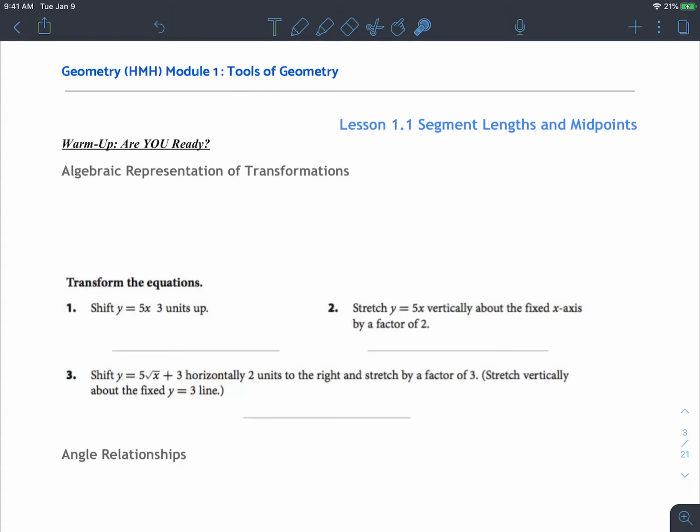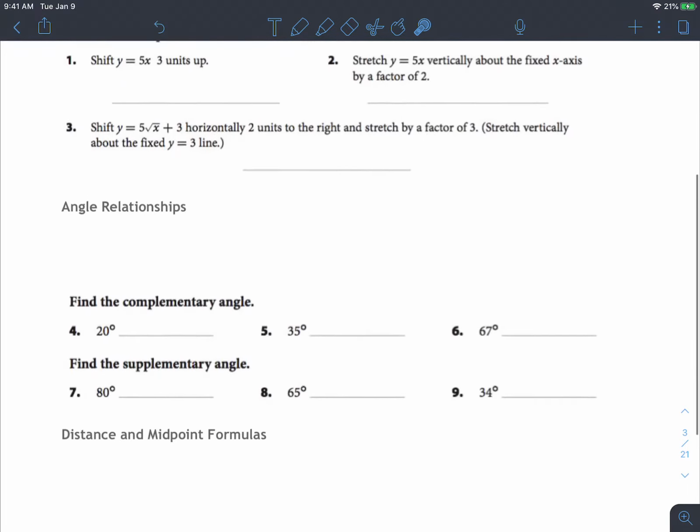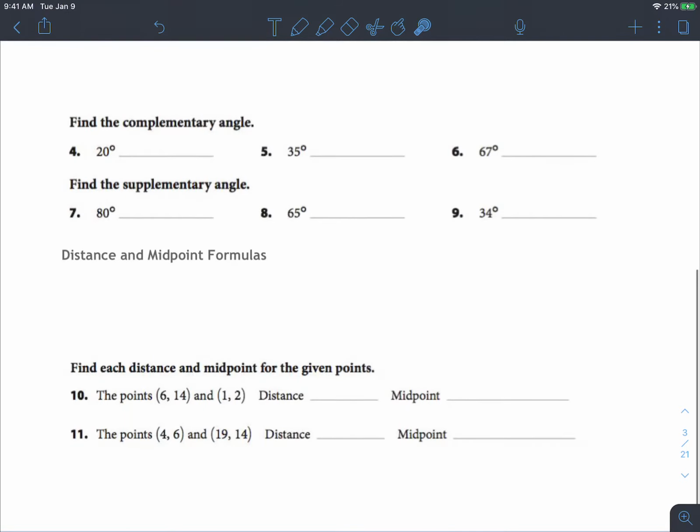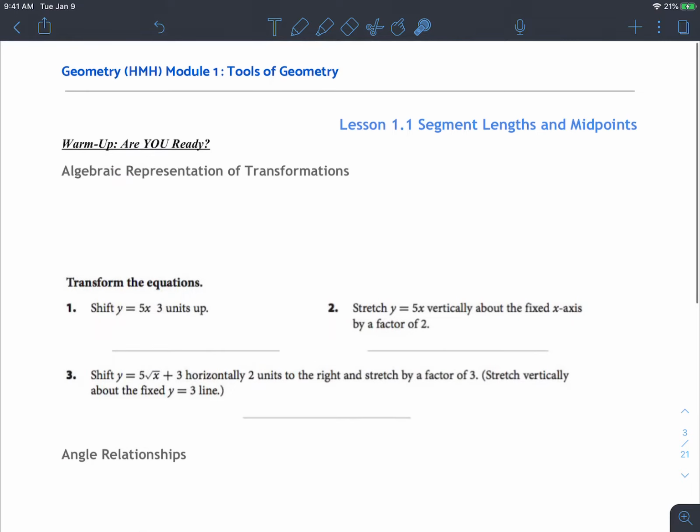So there are about 3 parts to this. There's an algebraic representation of transformation, and there's angle relationships, and they're asking about complementary and supplementary angles. In case you forgot that, you could do me a favor and just look up what that is, and also the supplementary angle. And there's also finding the distance and the midpoint of the given 2 points. Okay, guys? All right. Why don't you pause this video and try this problem out?